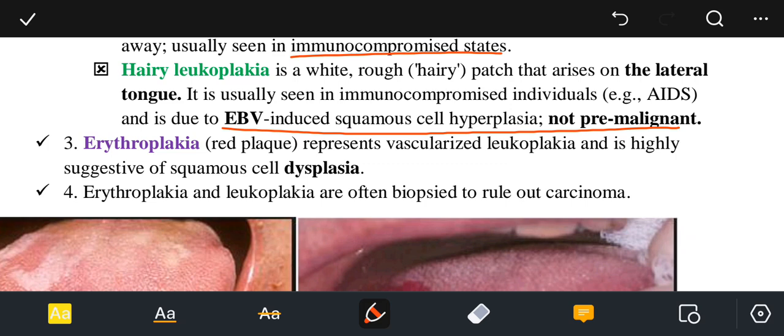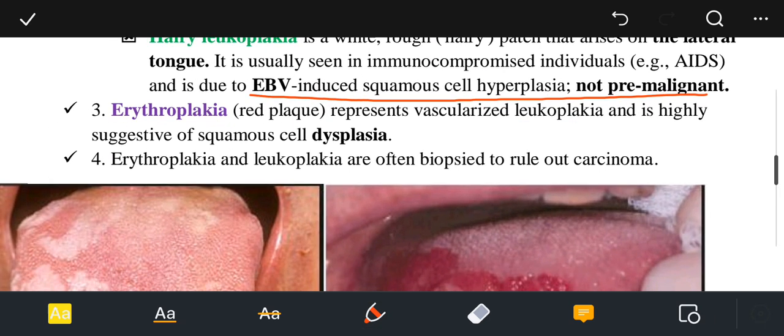Remember that. Then let's talk about erythroplakia. Erythroplakia is a red plaque that represents vascularized leukoplakia and is highly suggestive of squamous cell dysplasia. We'll keep this session till here.